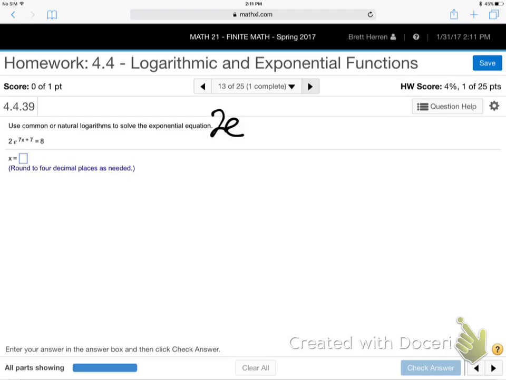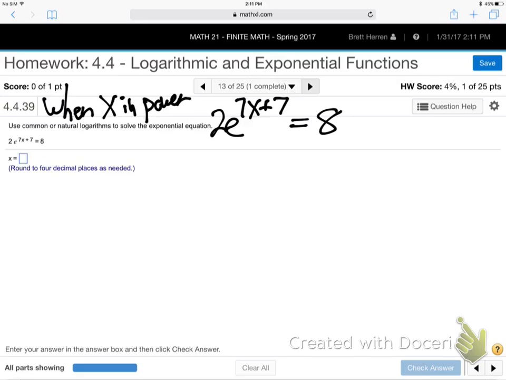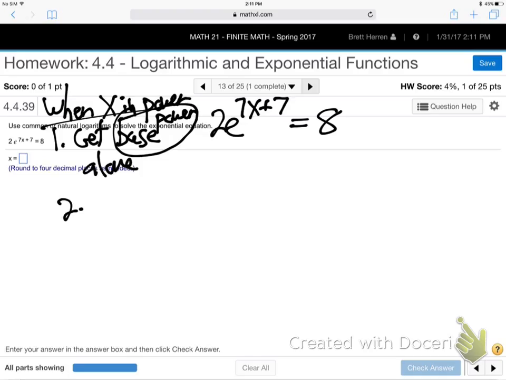All right. So 2e to the 7x plus 7 equals 8. Try that one. Let me write out some new steps, they're changing one thing up. When x is in the power, really your first step is to get the base-to-the-power thing alone, and then ln both sides. Do you see what I'm talking about? The first step is you've got to get rid of that 2.